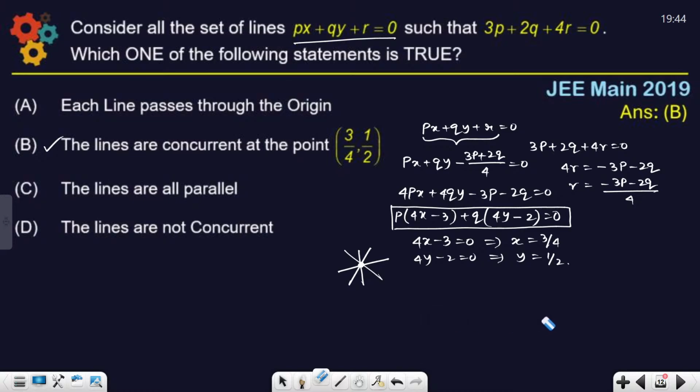See how simple a question JEE Mains used to give. Only thing is that you have to understand the logic. You have to keep those tips and tricks in your mind. Then you will be doing those sums with ease.